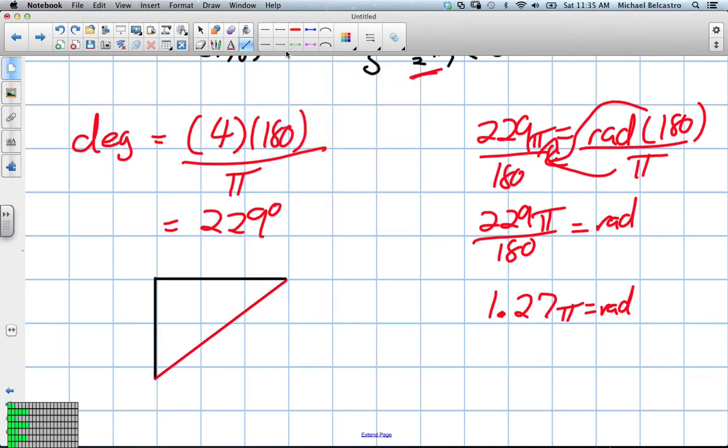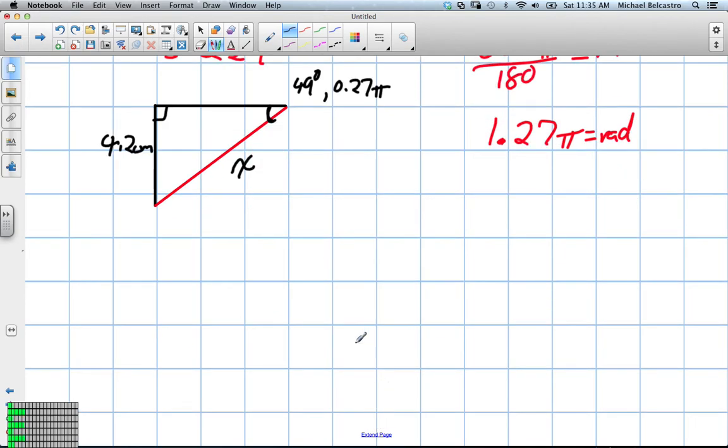Okay, so here's our little triangle. We've made our side notes now. This angle here can be known as 49 degrees, or it could be known as 0.27 pi in terms of a rotation. We know that this distance is 4.2 centimeters, and we need to find out this, we'll call x. It's a right angle triangle, so using our primary trig ratios, how can we set this up? Which trig ratio would we use?